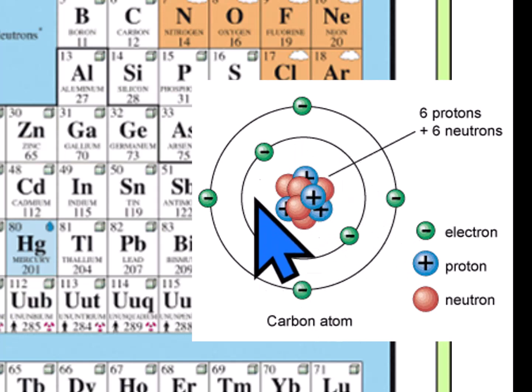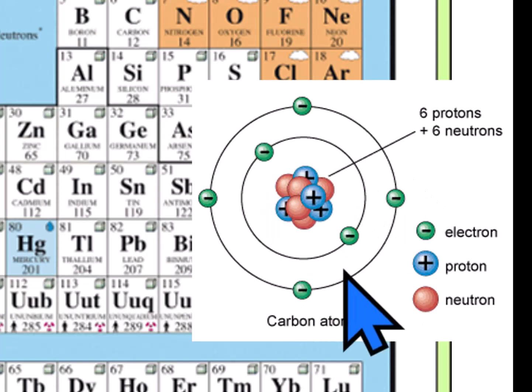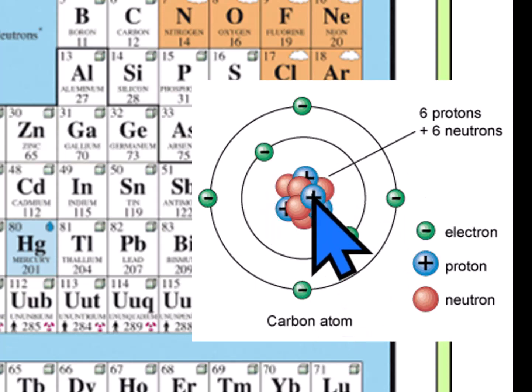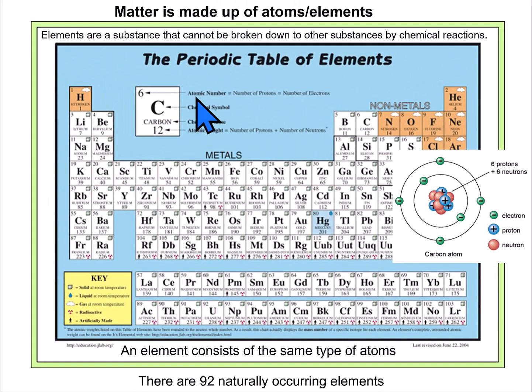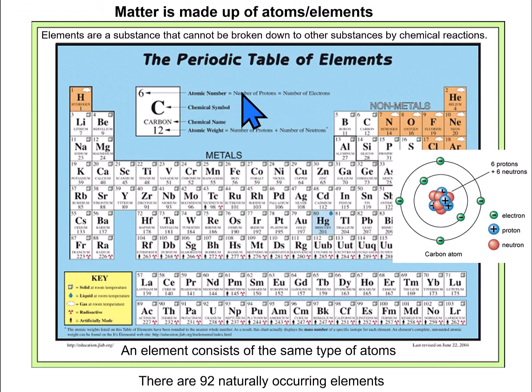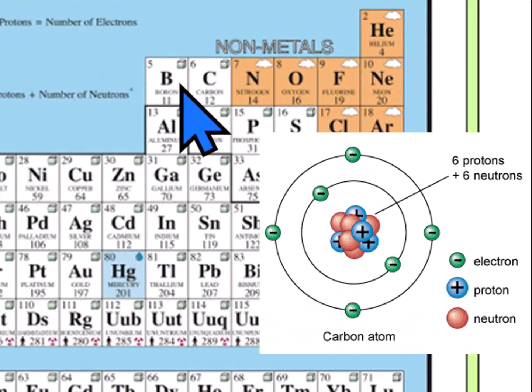And then orbiting around this are electrons. In a neutral atom, for however many protons or positive charges you have, just as many electrons orbit that atom. So it's neutral. You have just as many negatives as positive charges. It's this atomic number that determines what element you have. For example, if I look at carbon, it has 6 protons. Any atom with 6 protons is going to be carbon.